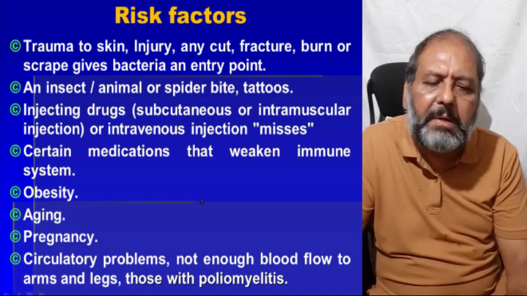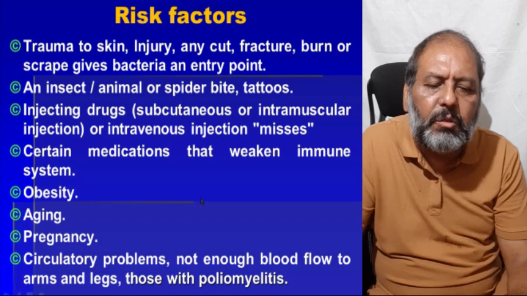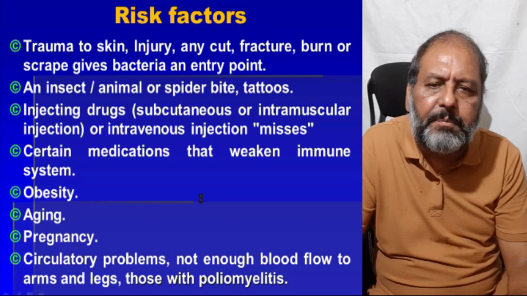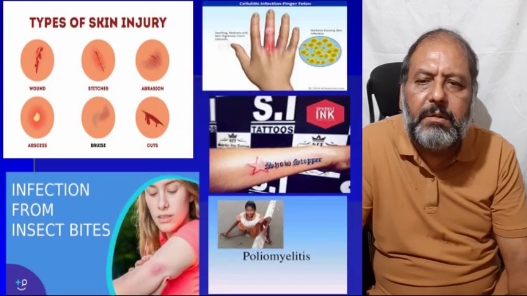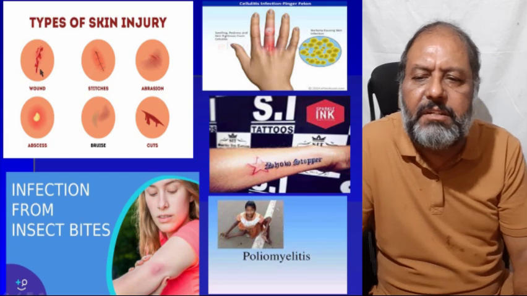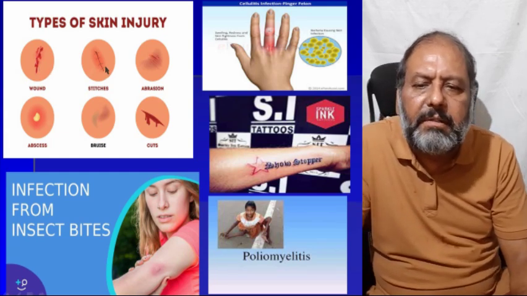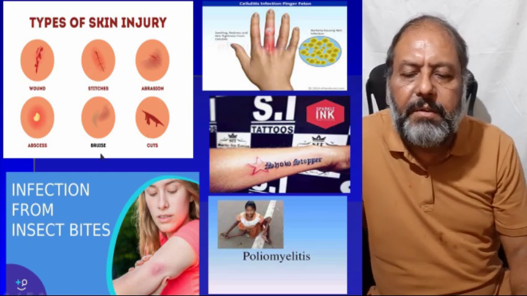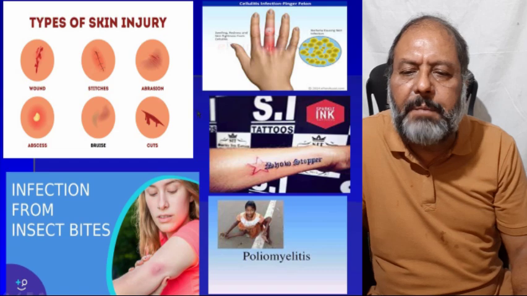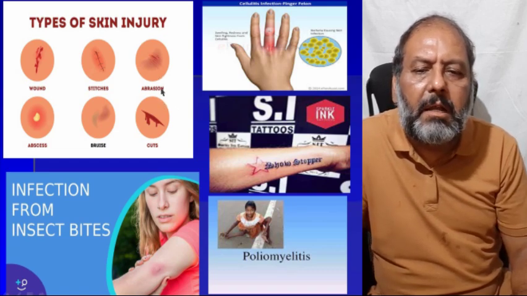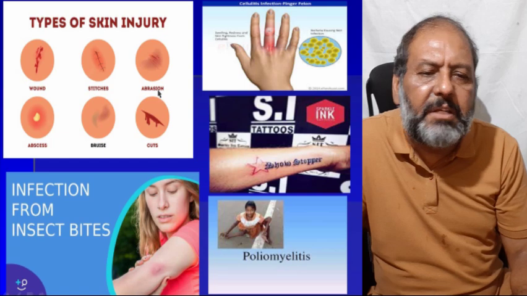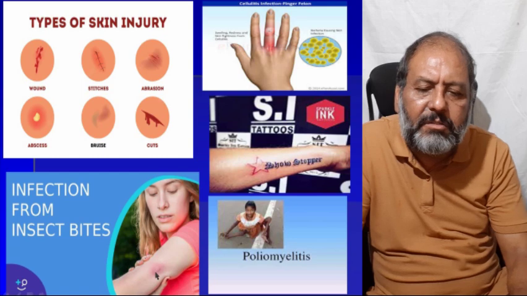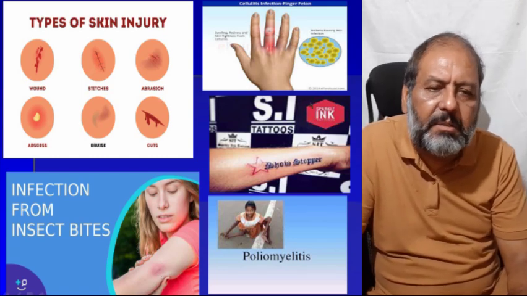Circulatory problems, not enough blood flow to the arms and the legs, and those with poliomyelitis, so they have an impaired blood supply and are prone to have cellulitis. Here one can see the types of skin injury: the wound, the stitches that have been applied, then cuts and bruises, abscess, bites and abrasions. These are responsible for causing cellulitis. Infection from an insect bite on an exposed part also causes the problem.